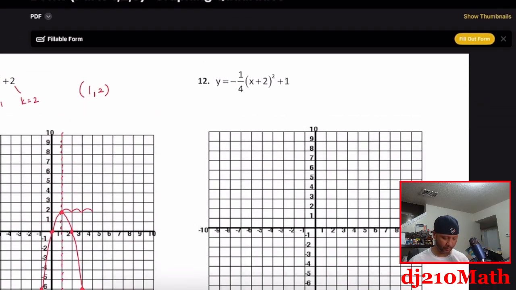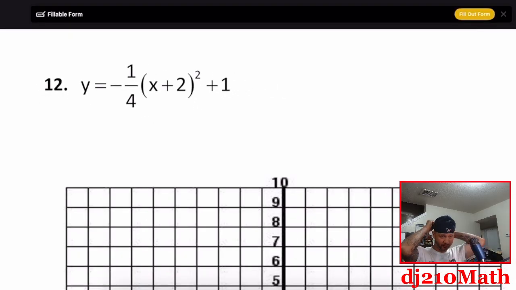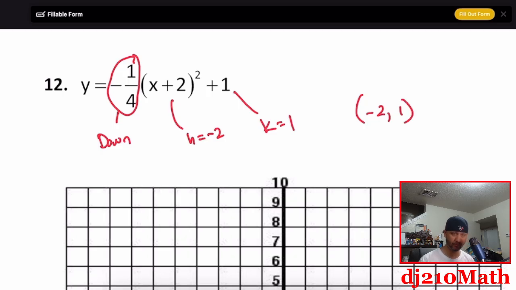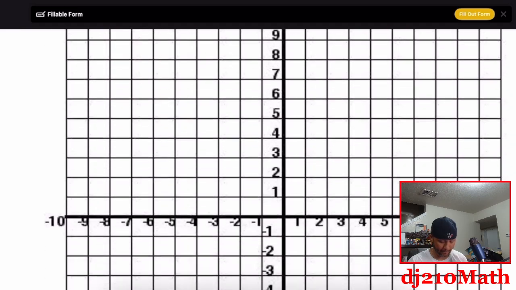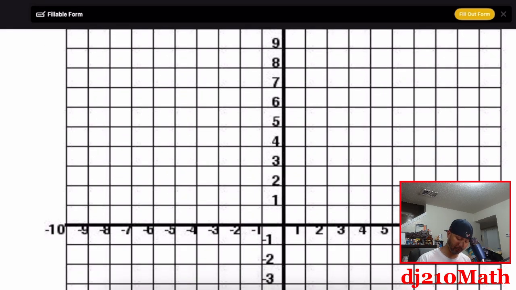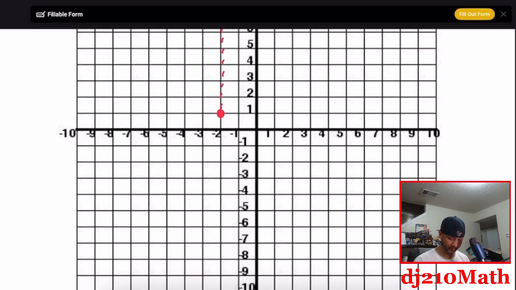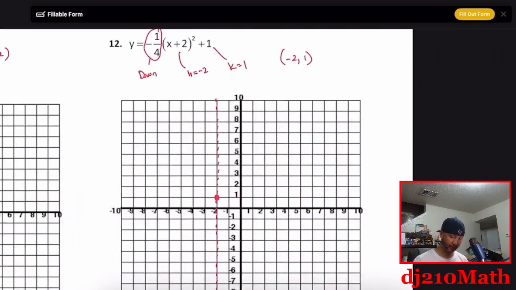All right, last one. Let's go. Oh, it would be a fraction. Okay, I ain't scared. So this is going to open down. The h is negative 2, the k is 1. So negative 2, 1. Negative 2, up 1. So here's the vertex. I know that the axis of symmetry goes through it.